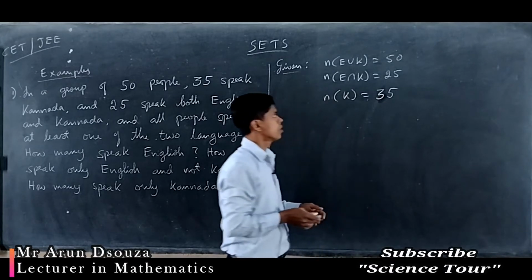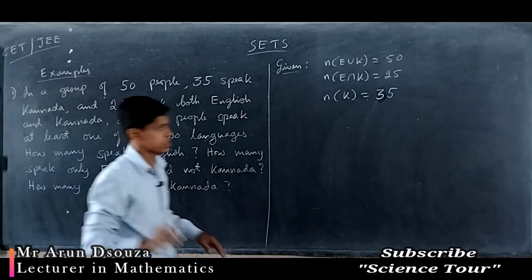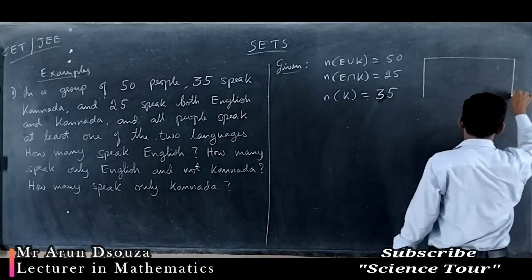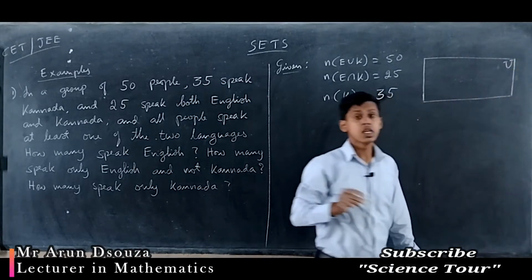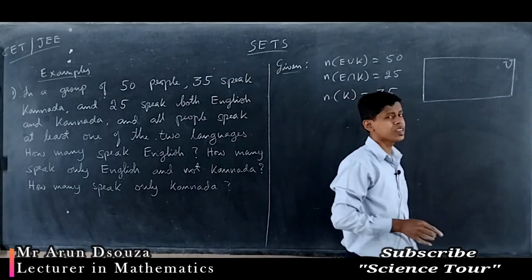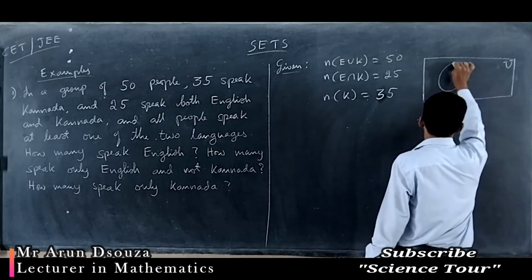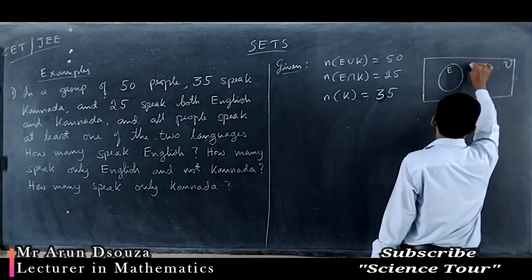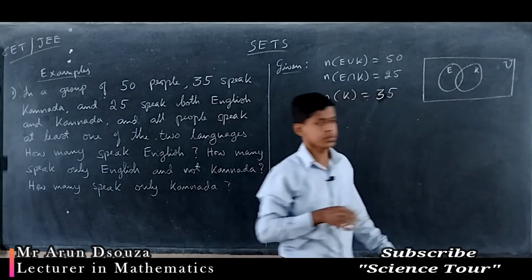Well, so now 35 speak Kannada. That's the data that is given to us. Now let us draw the Venn diagram here. You have a universal set represented by this rectangle. That is the universal set rectangle. Now you have two different sets, one for Kannada, one for English. So first let us write English, and then I have Kannada.